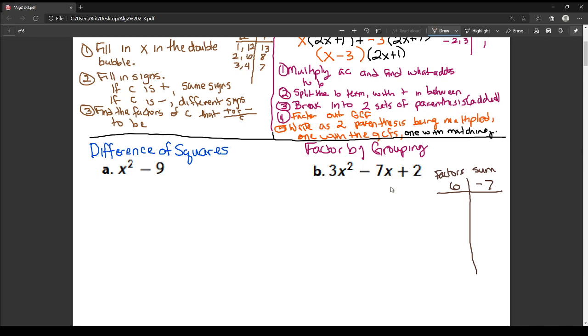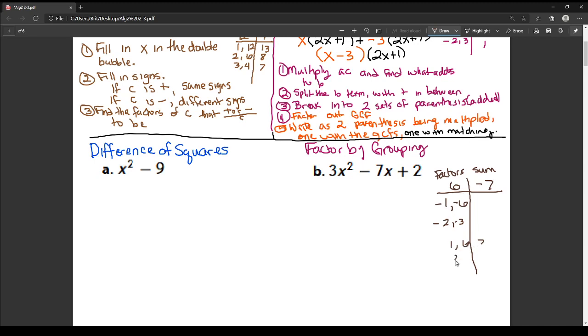Now remember, with these factors, to get a positive value here, I have to have matching signs. So that means that to get a negative here, I'm going to have all negatives on here. So I have 1 and 6, but they both have to be negatives. And I have 2 and 3, and they both have to be negatives.